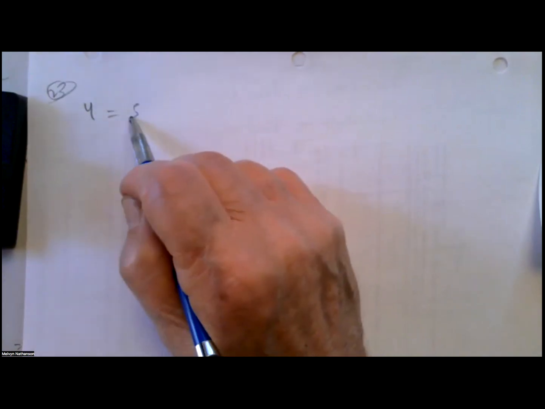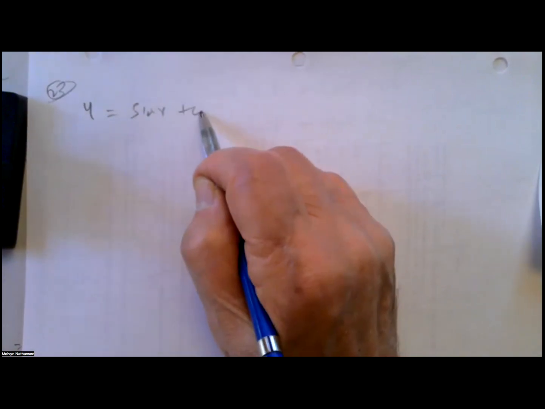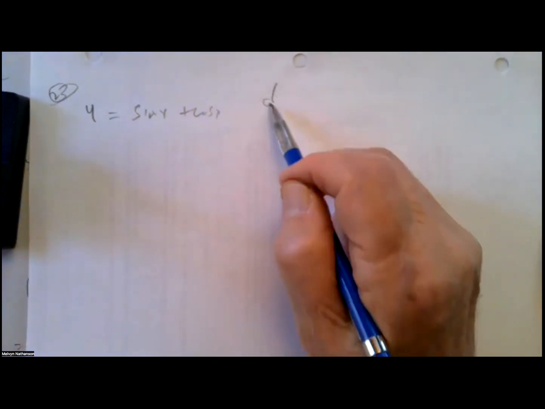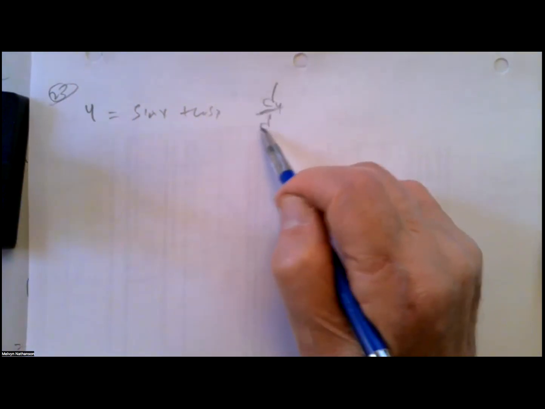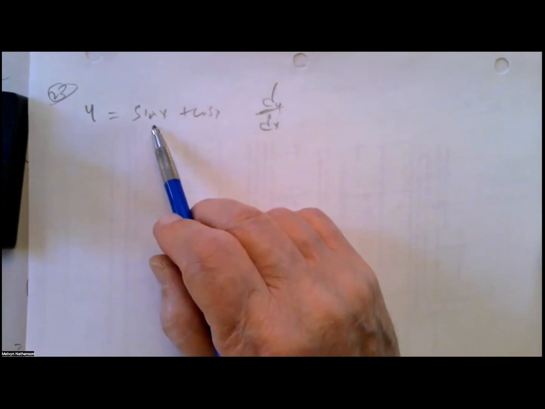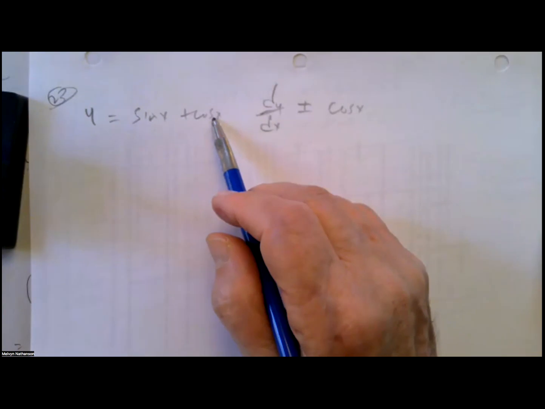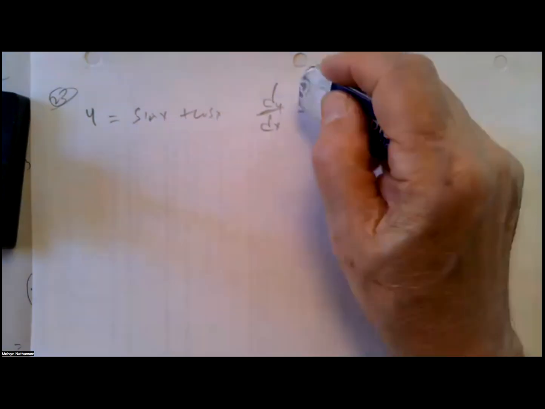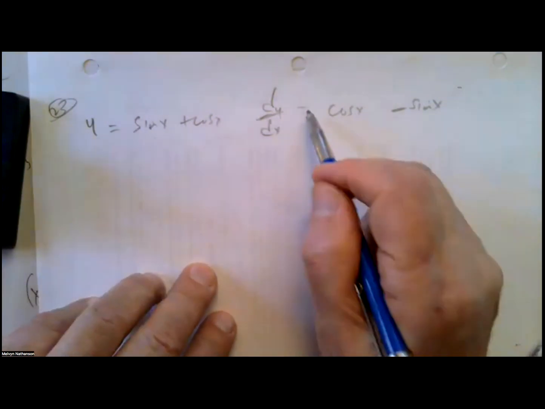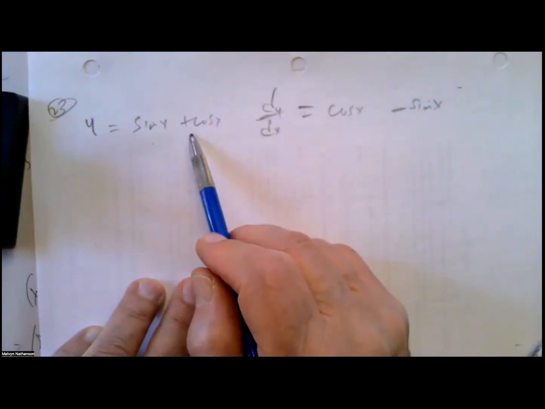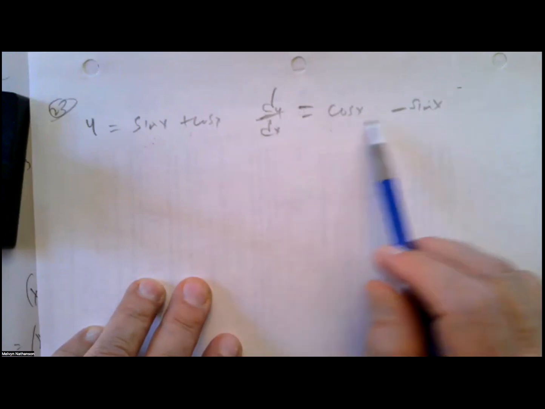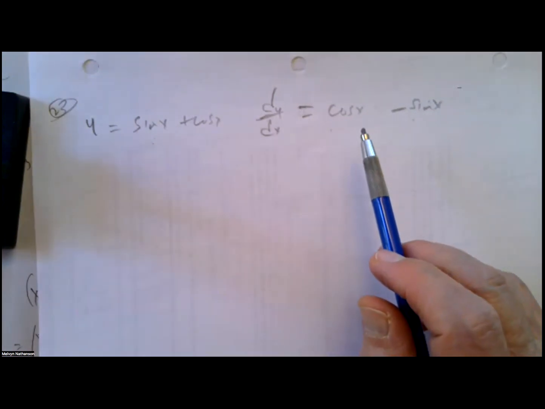Suppose y is sine x plus cosine x. Then dy dx is the derivative of the sine, which is the cosine, plus the derivative of the cosine, which is minus the sine. So if y is sine x plus cosine x, the derivative is cosine x minus sine x.